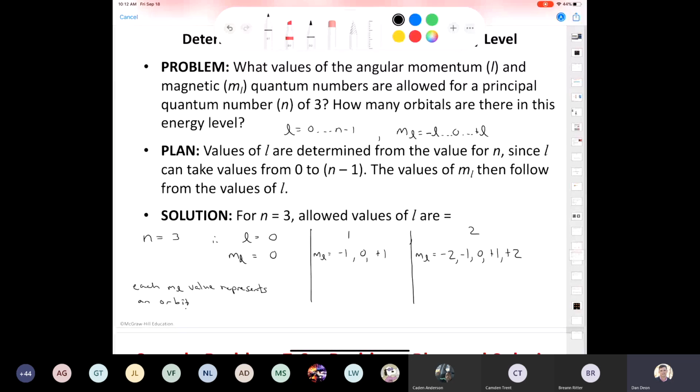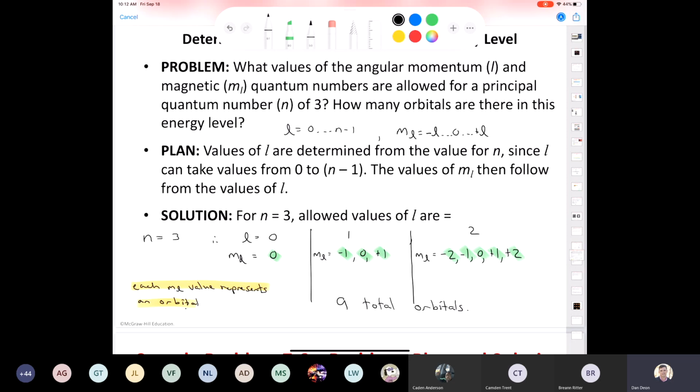Okay, I'm going to underline that. So let's count up how many ml values we have. We've got 1, 2, 3, 4, 5, 6, 7, 8, 9. That's interesting. So we have 9 total orbitals. And if you're like, okay, well, what's the significance of all this, Mr. Dion? What's your point?